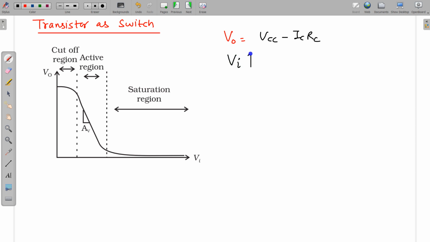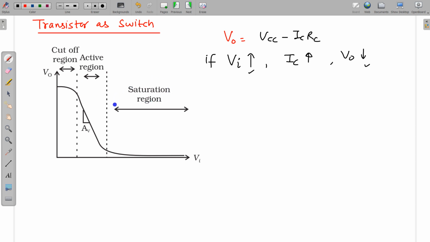If V input increases, then obviously all the currents increase, like IE, IB, IC. So if V input increases, IC also increases, and then obviously V output decreases. And this is exactly shown in this figure. As Vi increases, this output voltage decreases. So Vi increases, V0 decreases. Initially it goes something like this, then it is a linear graph, and then it is just touching the axis. V0 is almost 0 finally.